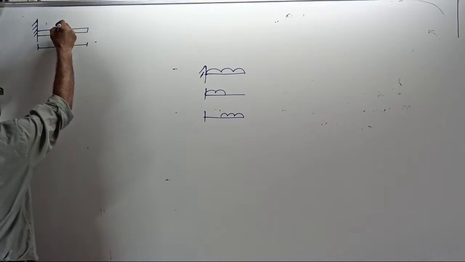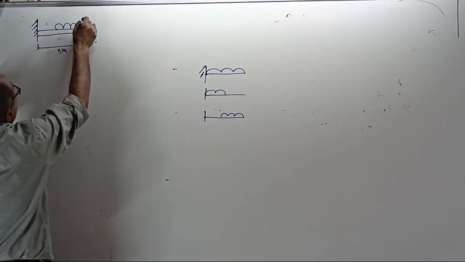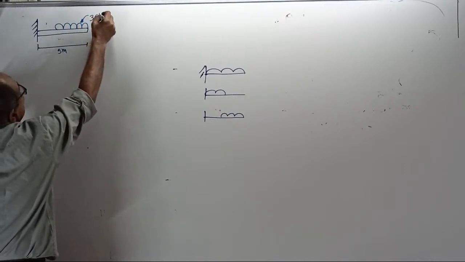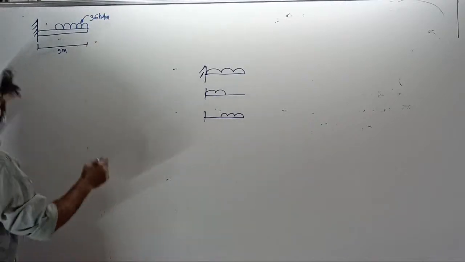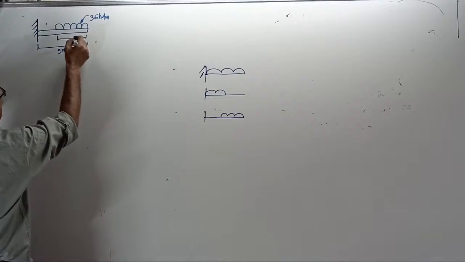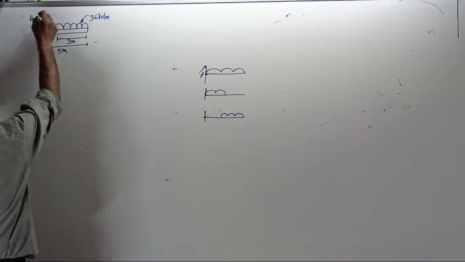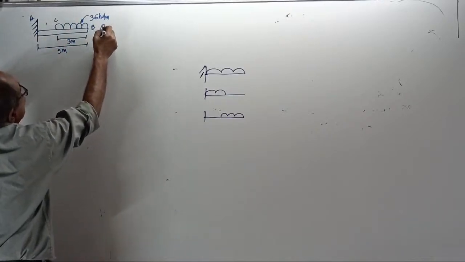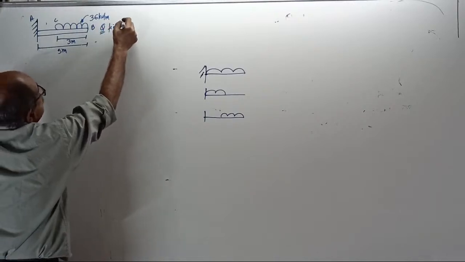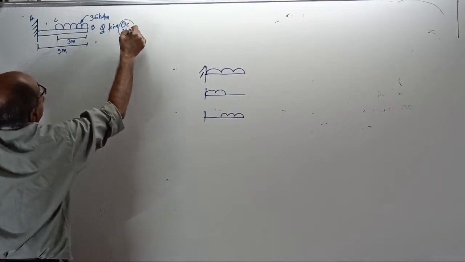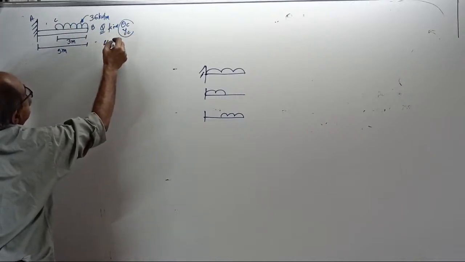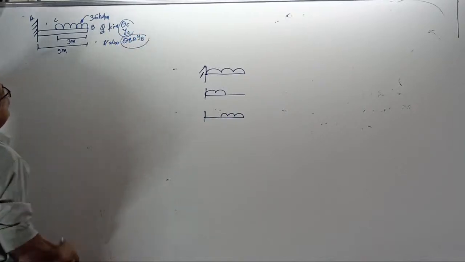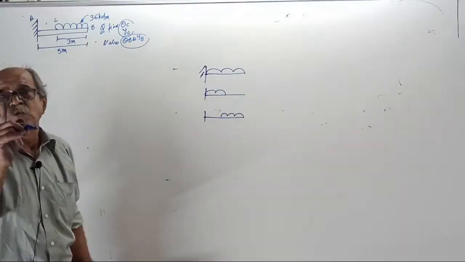It is loaded by a UDL of some 36 kilonewton per meter. Why do I take 36? Because I want to avoid changes. For a length of 3 meter from the free end. This is A, this is B, this is C. Now, the question is: find theta C and YC at this point, and also theta B and YB. Actually, in competitive examinations, they may ask you only theta B, YB. I will tell you what to do for each of them.